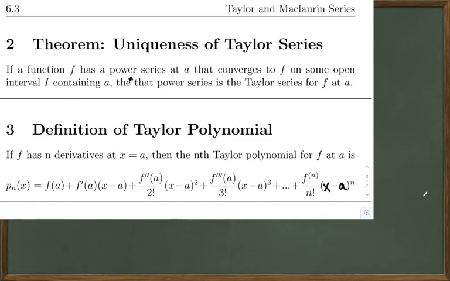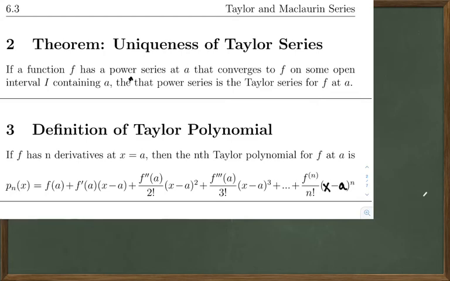So, theorem, uniqueness of a Taylor series: if a function f has a power series at a that converges to f on some open interval I containing a, then that power series is a Taylor series for f at a. And so on that last slide we showed how we find that c sub n.